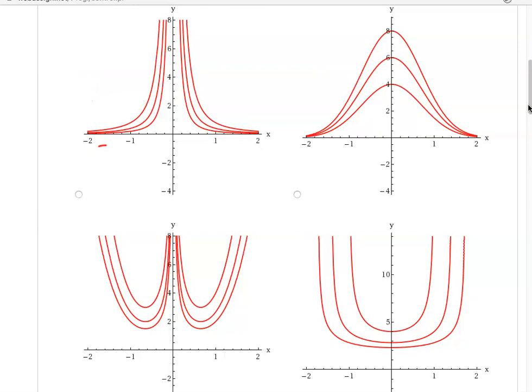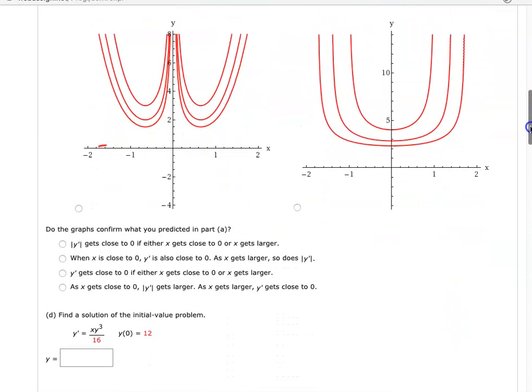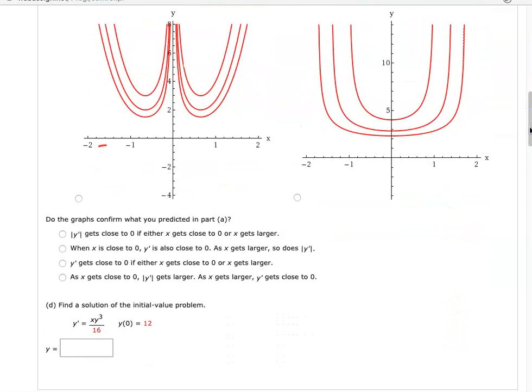Almost done. Do the graphs confirm what you predicted in part A? Well, yeah. Okay, but you've got to pick which one of these matches that. For me, it's this second option right here. All right, last thing, find a solution. By the way, this problem is the most mathy of all the problems. The rest go a lot faster.